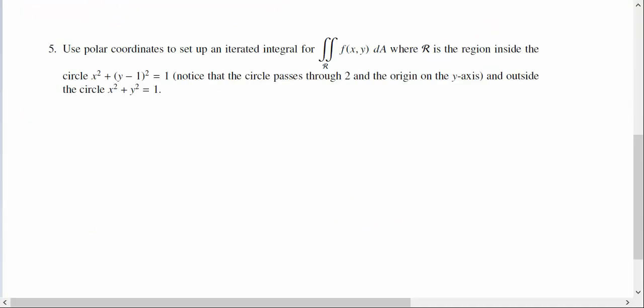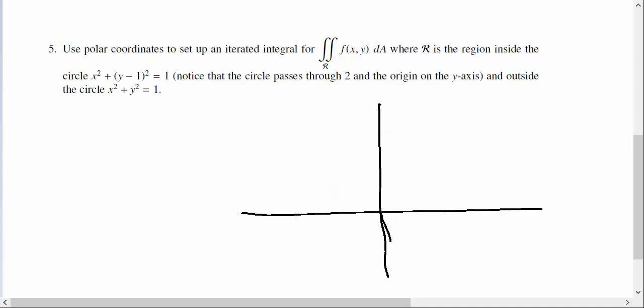And then this next one says to use polar coordinates to set up an iterated integral over a region that's formed by two circles. It's the region inside of this circle, which, as it says, is a circle that's passing through 2 and the origin on the y-axis, and then it's a circle centered at the origin of radius 1. In other words, the first is a circle centered at 0, 1, with a radius of 1. But we know that's one of our nicer polar regions that we can write the equation down for.